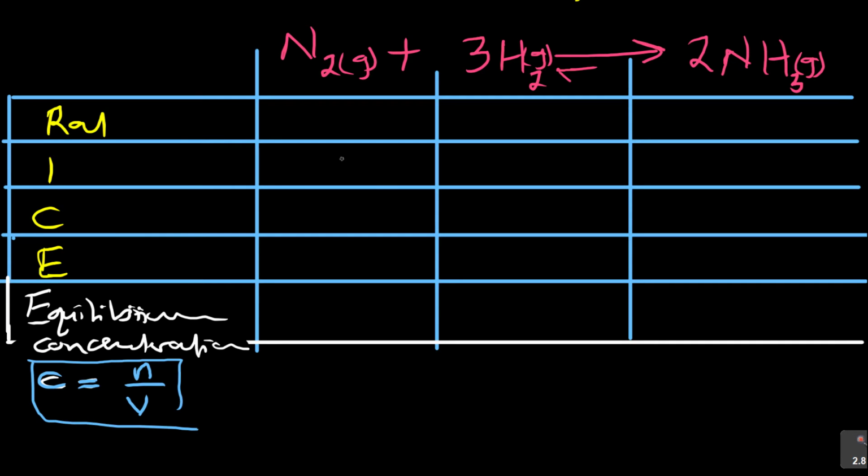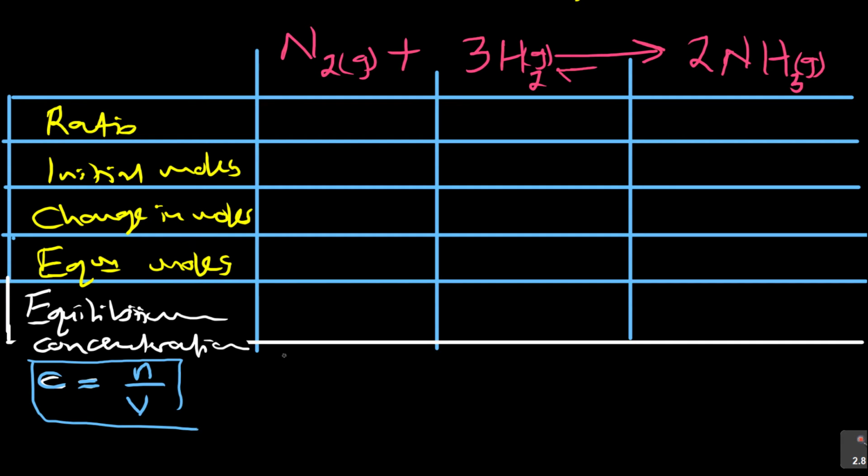So this is the table. This is the standard table that you start with. The first one is the ratio. The first one is initial moles. You are dealing with moles, and then the change in moles, and then the equilibrium. I'll write that for equilibrium moles. Of course you don't have to do this because they will penalize you some marks.